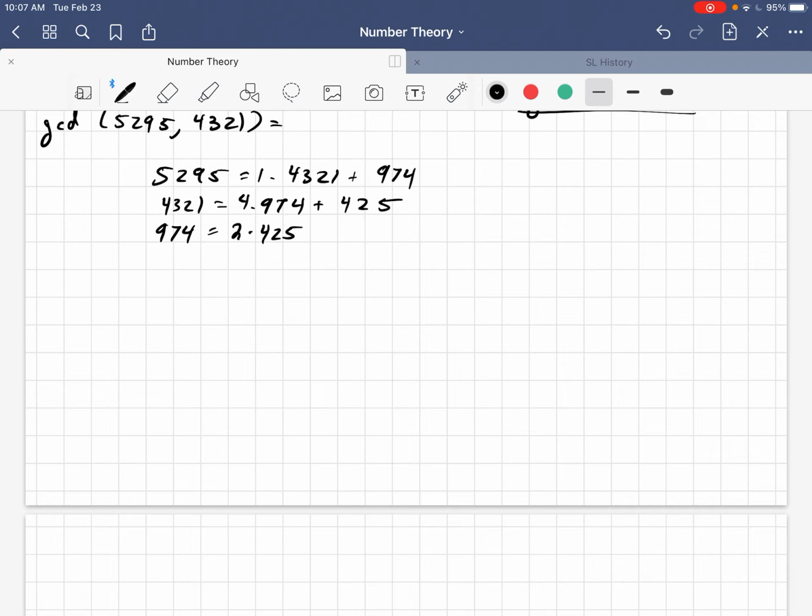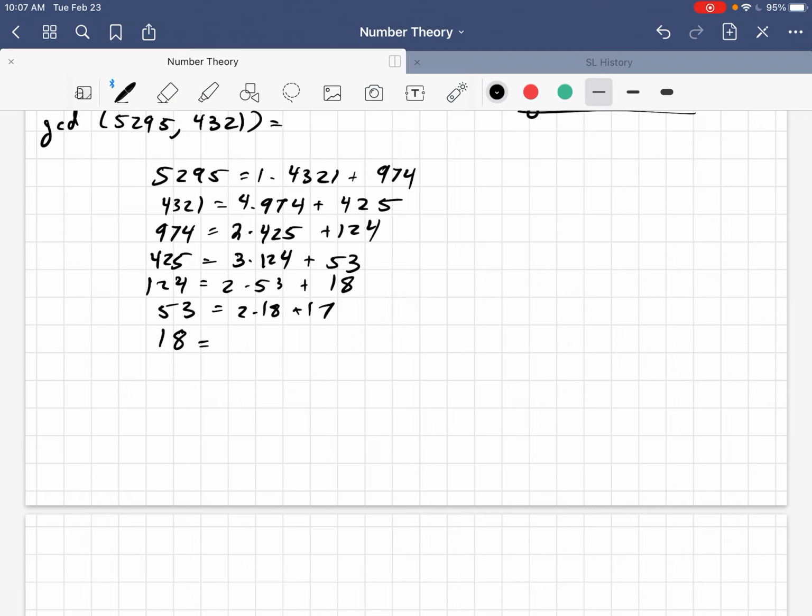And so 974 is 2 times 425 plus a remainder of 124. I now break up 425 into multiples of 124, and that's, let's see, what would that be? 425 is 3 times 124 plus 53, and now I keep going, right? So 124 is equal to 2 times 53 plus 18. 53 is equal to 2 times 18 plus 17. And then 18 is equal to 1 times 17 plus 1.